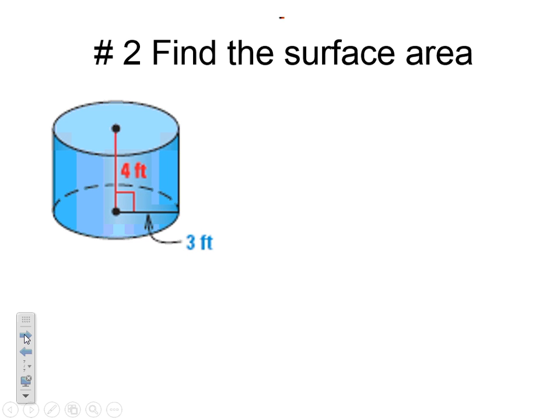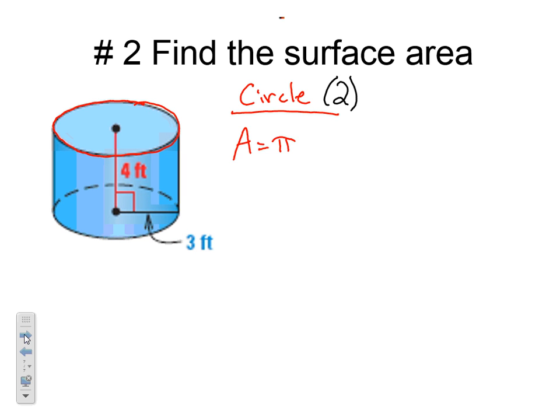Okay? So we just talked about this. When we break this apart, ladies and gentlemen, we have our circles. So first thing we're going to talk about is our circle. And remember, we're going to have 2 of them. So at the end, we're going to have to multiply this by 2. To find the area of a circle, area equals pi r squared. So when I plug this in, I have area equals pi times my radius, 3 feet, squared.